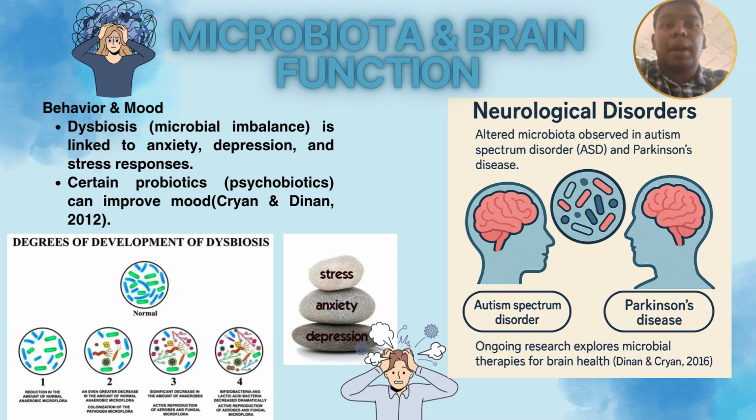An imbalance in the gut microbiota, called dysbiosis, is linked to anxiety, depression, and also autism spectrum disorder. Emerging research even suggests that probiotics, also known as psychobiotics, might help regulate mood and behavior.